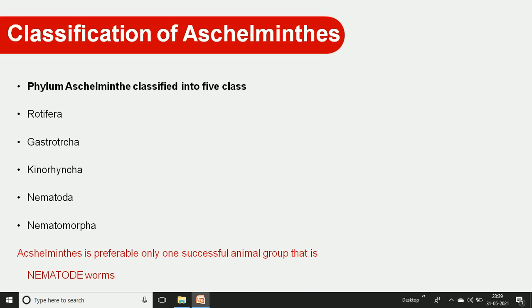In this phylum Aschelminthes, there is one especially successful animal group. That successful animal group or class is known as Nematoda. These nematode worms are specifically more evolved in evolutionary time.